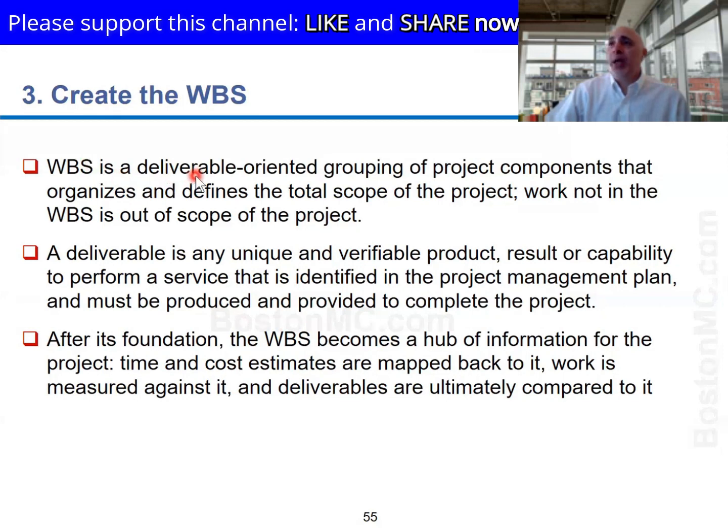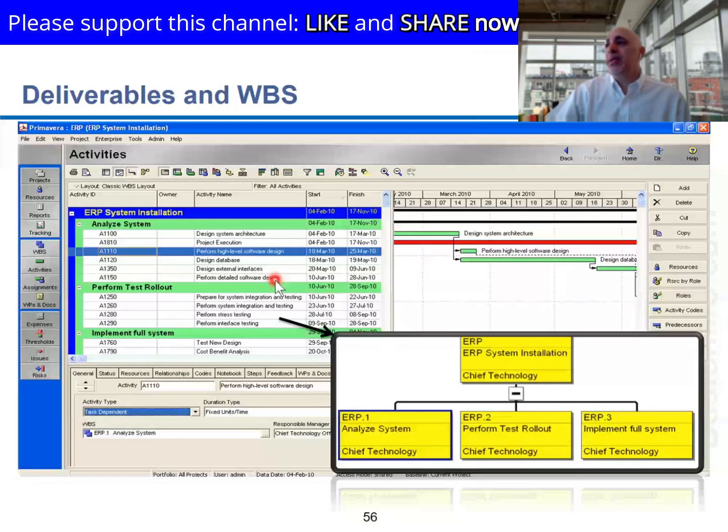The WBS is the breakdown. It's a deliverable-oriented grouping of the project components that organizes and defines the total scope of your project. What you don't see in the WBS is something that we're not going to do. So it should only include things that we want to do. The process of breaking it down is called decomposition.